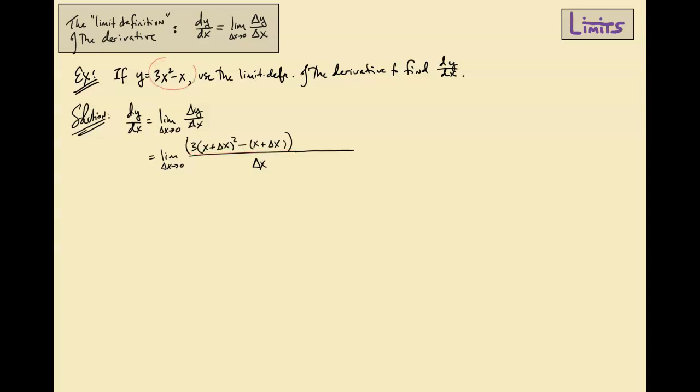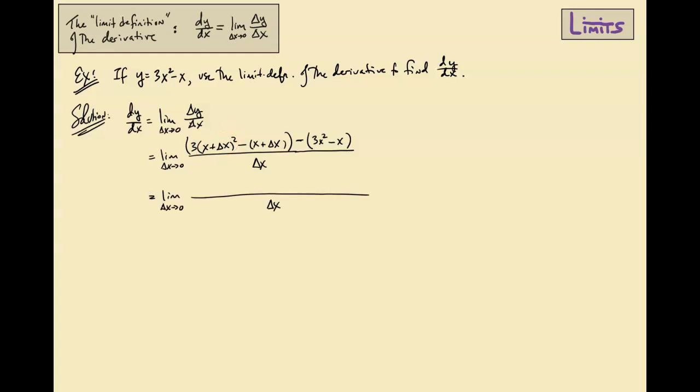I've just taken this function, and everywhere there was an x, I have changed it to x plus delta x. And from the value of y after the change, I have to subtract the value prior to the change, which is, of course, just 3x squared minus x. It's the value of this function when the input is x itself. Now we're going to have to do some algebra up there. Namely, we're going to need to expand this.